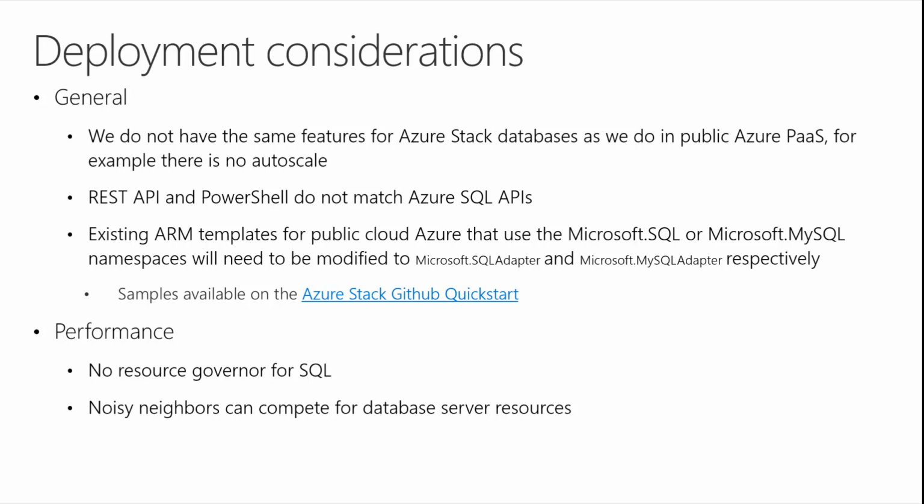Some other deployment considerations, and we talked about some of these. For example, the Elastic databases, we don't have the same features. It's really fundamental CRUD operations. There is no auto scale with this. While you can add SKUs and advanced capabilities by maybe a newer version of SQL or MySQL, auto scale is just not one of your options. REST API and PowerShell, in this case, do not match Azure SQL APIs. This will probably only be an issue if you have a customer who's already been doing that in public Azure commercial space. Then you need to just set the expectations with them.